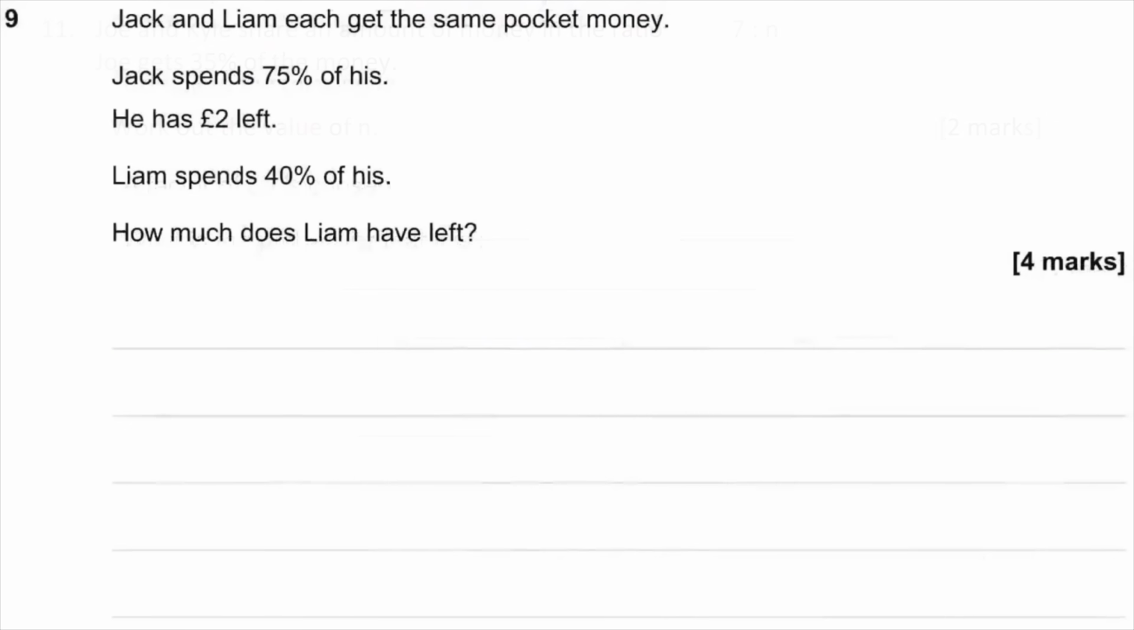Let's move on. Jack and Liam each get the same pocket money. Jack spends 75% of his and has £2 left. Liam spends 40% of his. How much does Liam have left? Well, if Jack spends 75% of his and he's got £2 left, then 25% is what he has left, isn't it? And that is equal to £2.